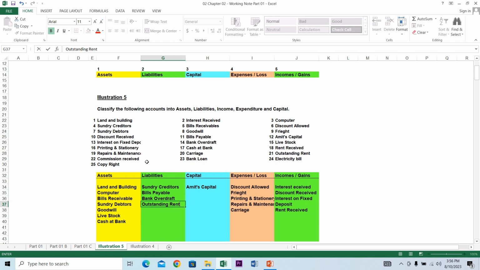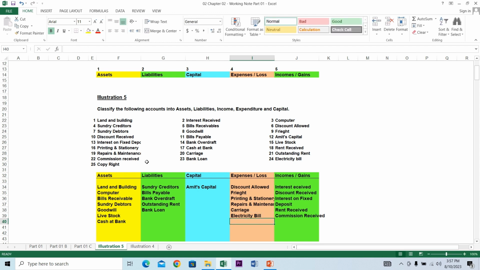Then 22nd, commission received is an income. Then what? Bank loan. Bank loan is a liability. And then electricity bill is an expenditure. Electricity bill to pay, that is an expenditure.